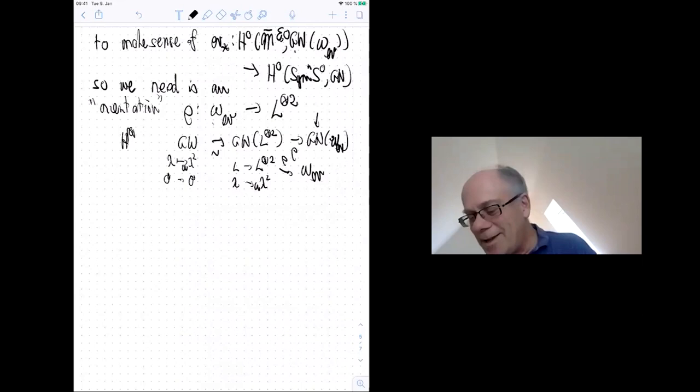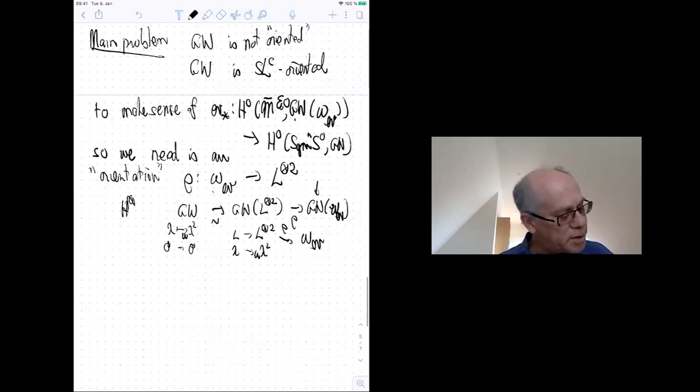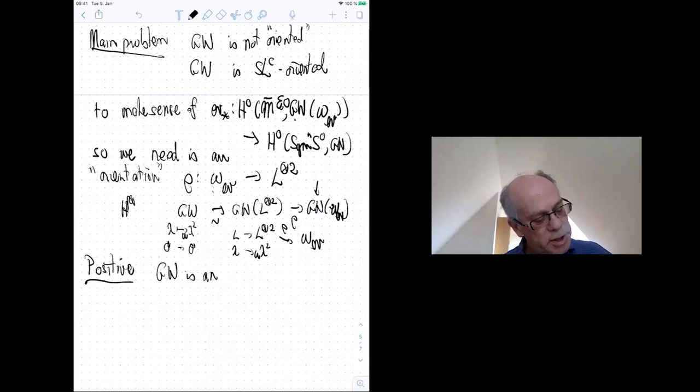Okay, so let's see. So that's where we are, that's what we have to do. And now, so that's the main problem, but there's a positive note. And this is why we use GW instead of KO. GW is an unramified sheaf. This makes life incredibly easy, or easier.